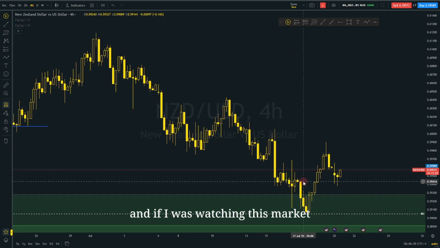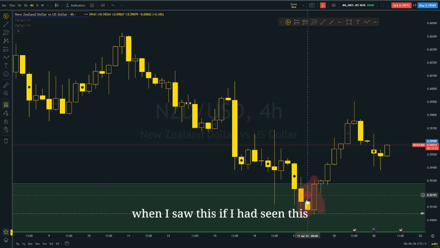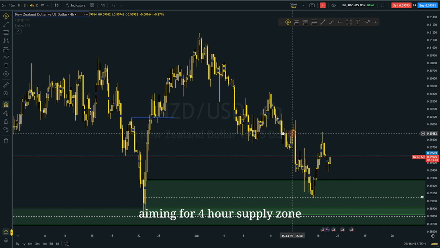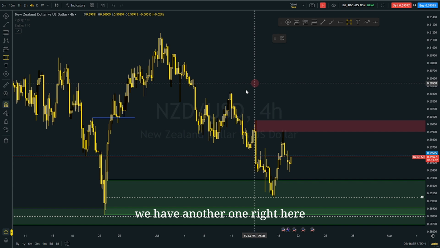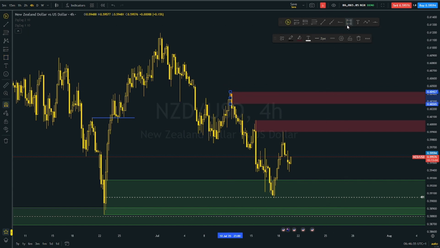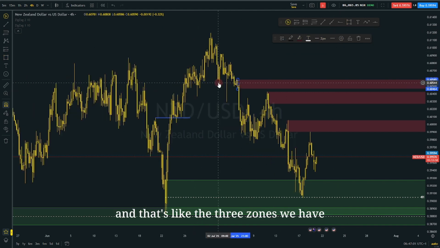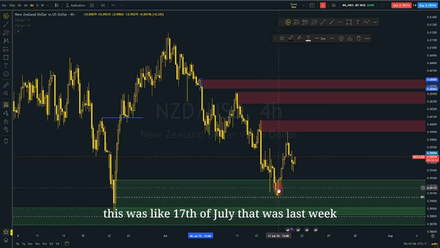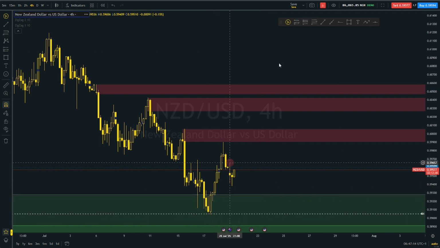And if I was watching this market prior, when I saw this, I would have been able to go for a long position, aiming for the 4 hour supply zones. You can see the first 4 hour supply zone right here. We have another one right here, and another one right here, and that's the 3 zones we have. If I had seen this on time, this was like the 17th of July, last week, I would have been in a trade already around here.